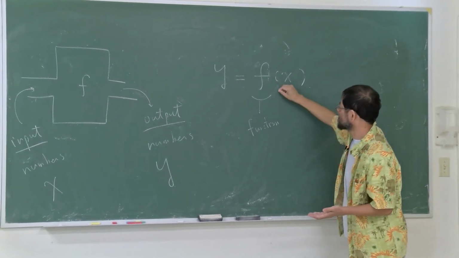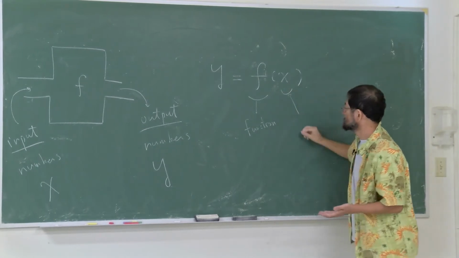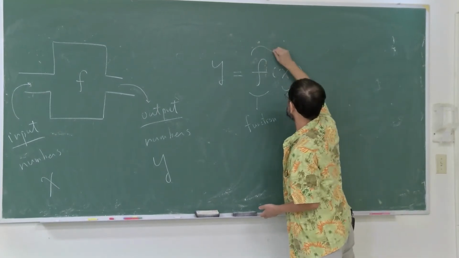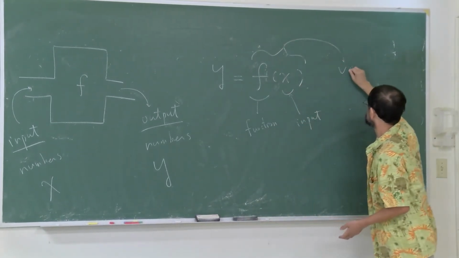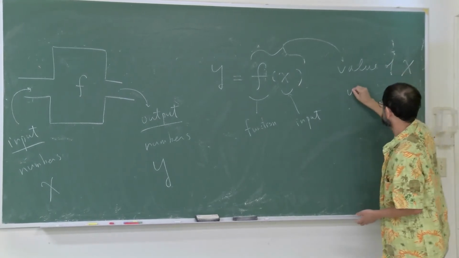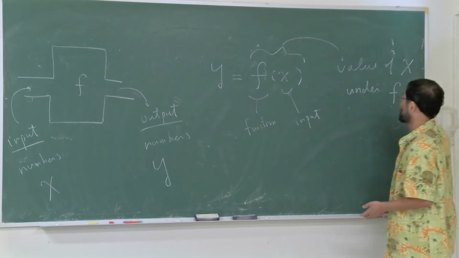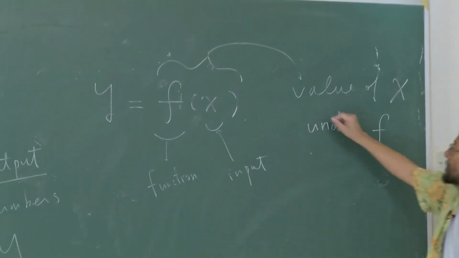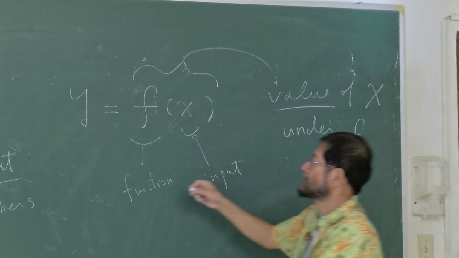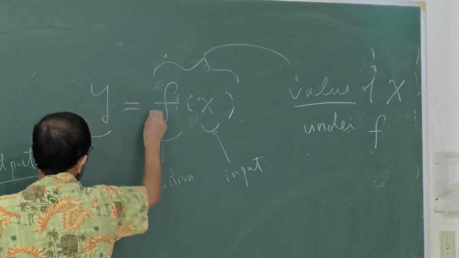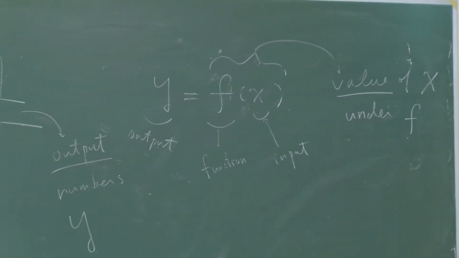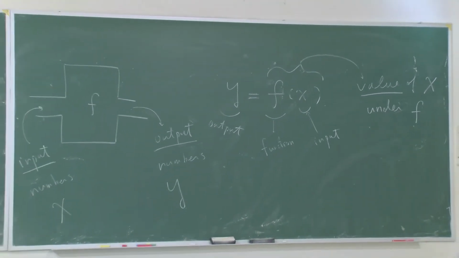Then you write parentheses, and inside you put the input. This together, f of x, is called the value of input x under f. Since this value is exactly the output, you put the equal sign with the output. And to describe a function, there are 4 ways to do it.